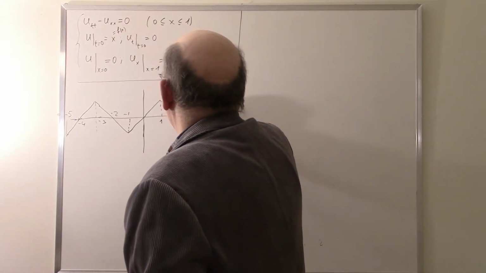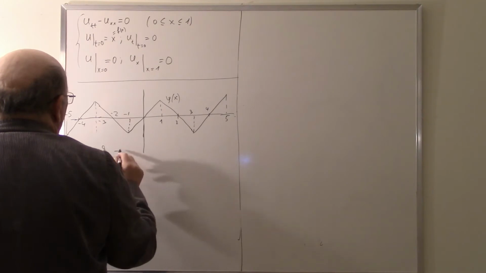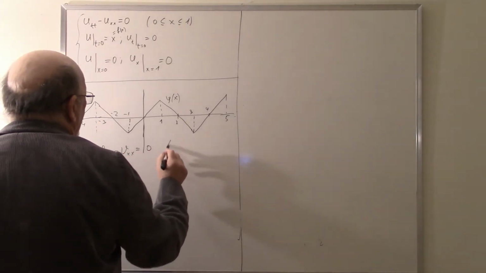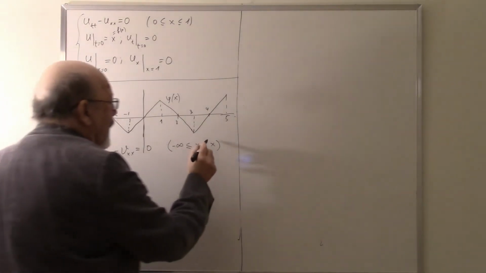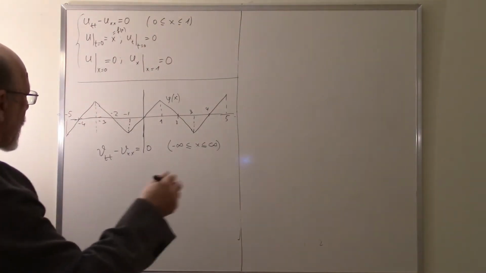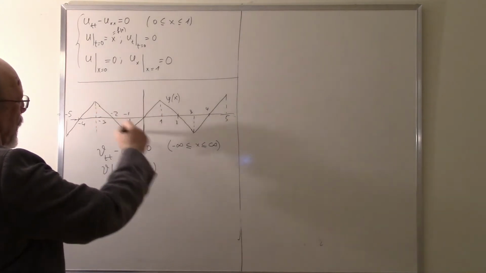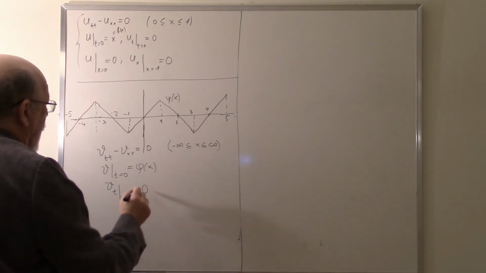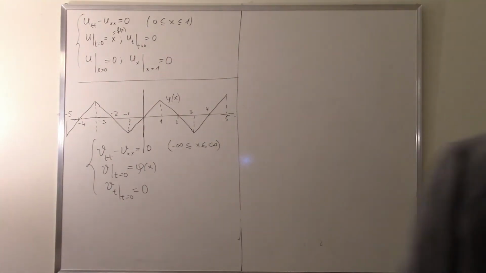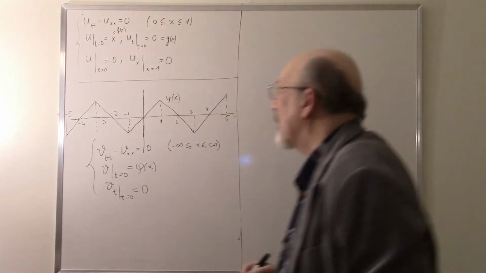So we have a different function, this is a function phi of x. And now we solve the problem v tt minus v xx equals 0, and this time x between minus infinity and plus infinity on the whole line. v at t equals 0 equals phi of x, this function, v t for t equals 0 equals 0. In this case, otherwise we had to continue the second function, g of x, but if it is 0, we don't need it.